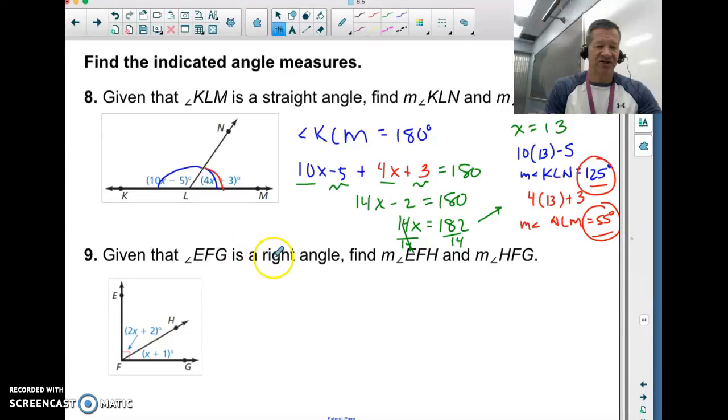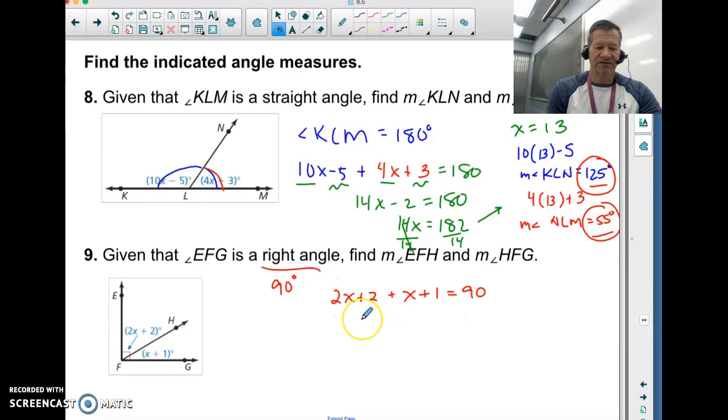Given that EFG is a right angle, so notice the 90 degrees, that means it's 90 degrees. Find EFH, which is marked as 2x plus 2 degrees, and HFG, right here, which is marked as x plus 1 degrees. So what should happen? I should be able to add these two to get 90. So 2x plus 2 plus x plus 1 should add up to 90 degrees.